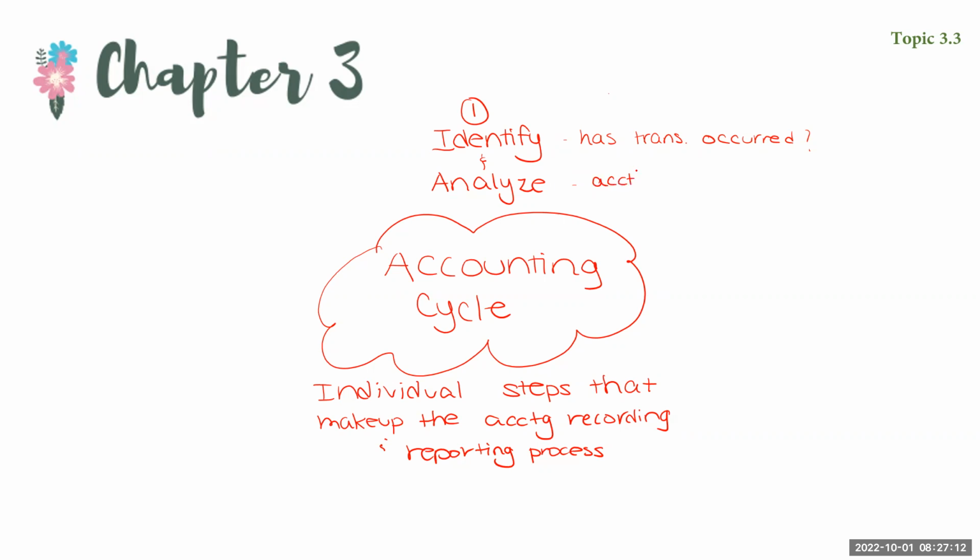And so I guess analyze the impact to accounts, right? Using those debits and credits that we've talked about. We remember for double entry accounting, at least 2 accounts have to be impacted. And then we're going to use debits and credits to record that impact.